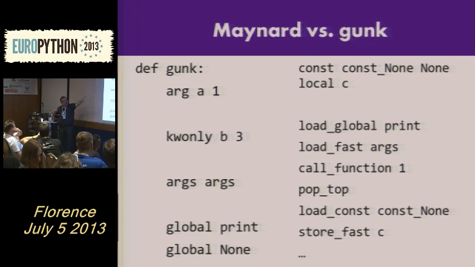Then the body of gunk, I actually ran out of space, so I sort of clipped it, but we have load global print, load fast args, call function 1. That's calling a function with a single parameter, which is args, and the function we're calling is print. We pop top because we throw away the return value from call function because nobody ever cares what print returns. Load const none, we store it in C. That was that line C equals none. So you can actually tell everything that's going on inside of the function when you disassemble it with Maynard.